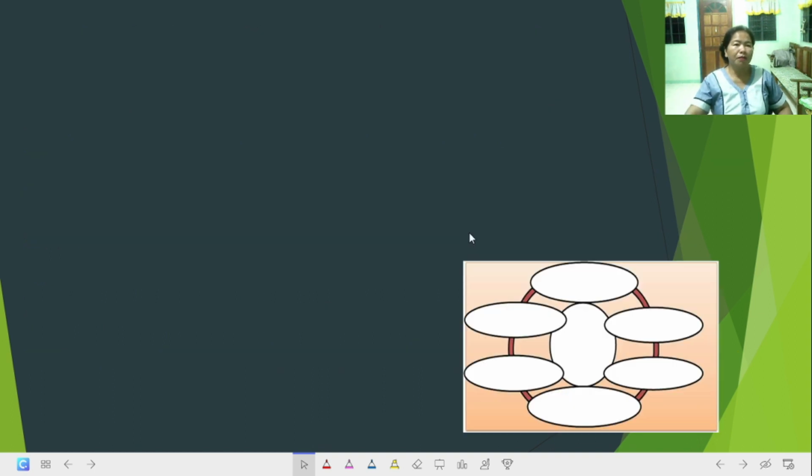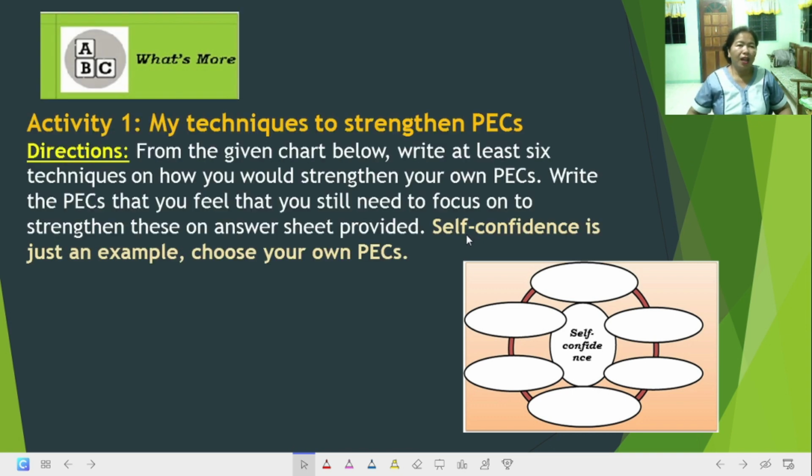Meaning, you have to follow the protocol that needs to be followed before opening or engaging in that business. Okay, so this time, I will give you another activity that will somehow strengthen your PECs. Okay, here is the direction. There is a chart given below. Write at least 6 techniques on how you will strengthen your own PECs. Write the PECs that you feel you need to focus on in order to strengthen them, and you have to write that in your answer sheet, which is provided together with your modules.